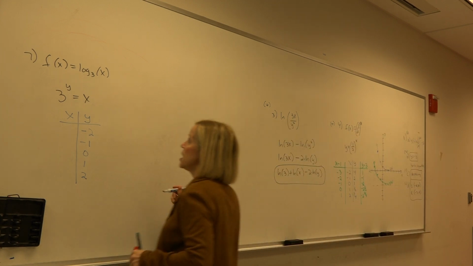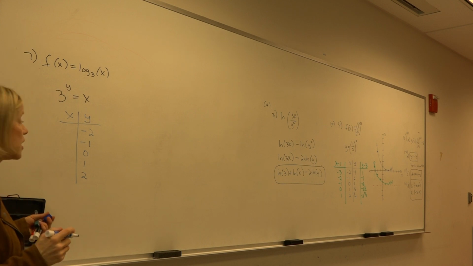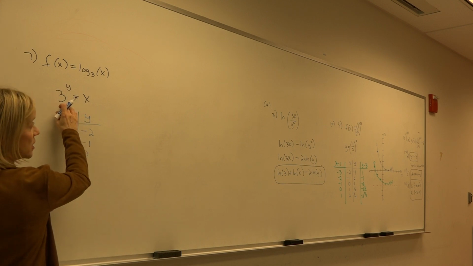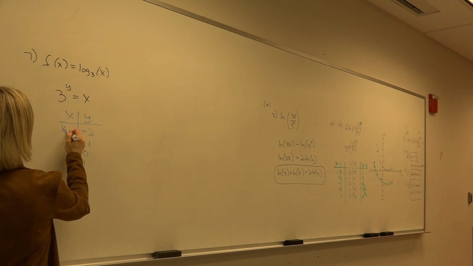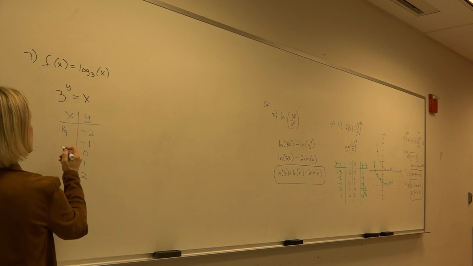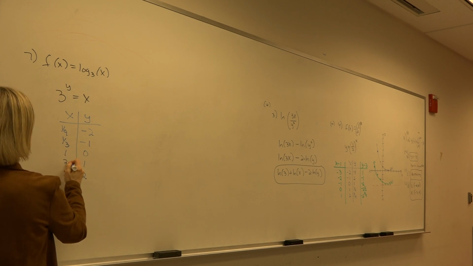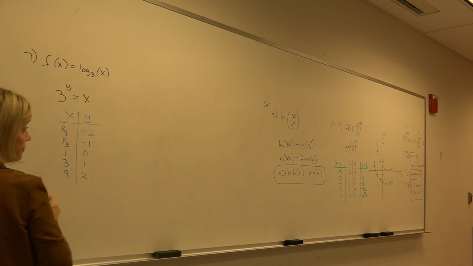Okay, so picking for y, -2, -1, 0, 1, 2, positives and negatives. So 3 to the -2, we're going to square it and invert it. That's going to give you 1/9. 3 to the -1, you're going to invert it. That's 1/3. 3 to the 0 is 1. 3 to the first is 3, and 3 squared is 9.